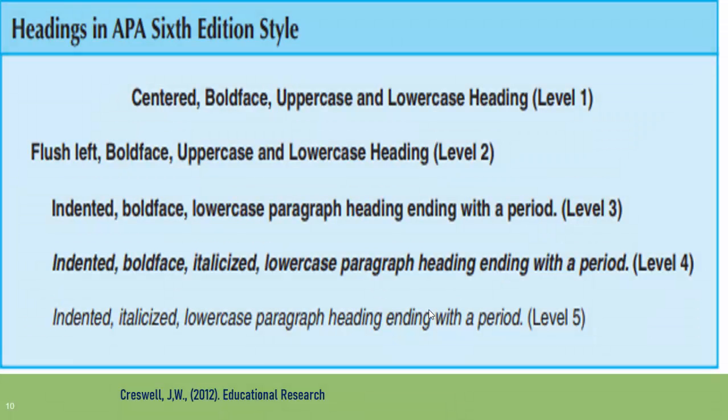This slide has been taken from Criswell 2012. There are 5 types of headings in APA 6th style. The first, level 1, can be centered, boldface, upper and lower case heading. We will give the examples in the next slide too. Level 2 can be flush left, boldface, upper and lower case headings. Level 3 can be indented, boldface, lowercase paragraph heading ending with a period. The fourth level can be indented, boldface, italicized, lowercase paragraph heading ending with a period. And level 5 can be indented, italicized, lowercase paragraph heading ending with a period.